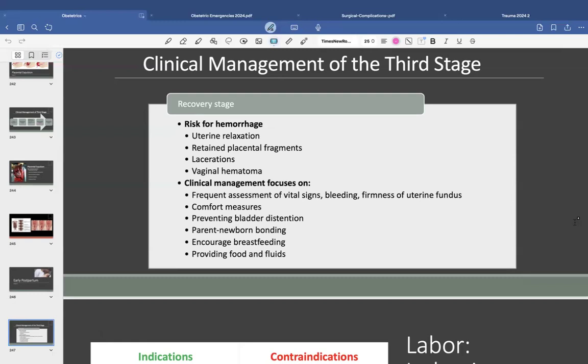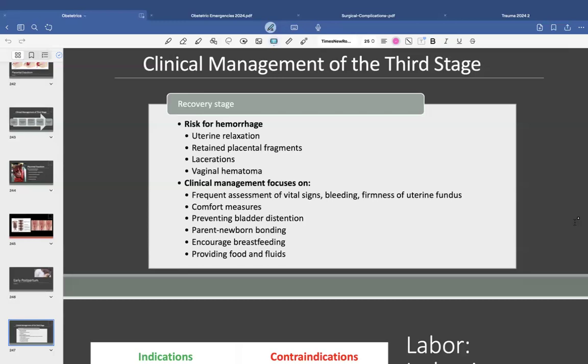For some women, the uterus may not contract normally. It could be because they're exhausted. It could be because of uterine fibroids. It could be because of too much amniotic fluid causing the uterus to be distended or too big, or even a big baby. Same thing, the uterus is too big and distended, has a hard time contracting back.